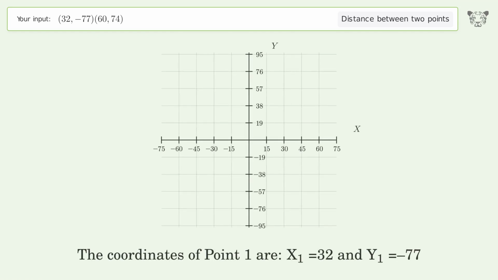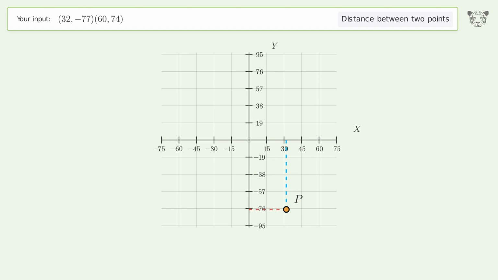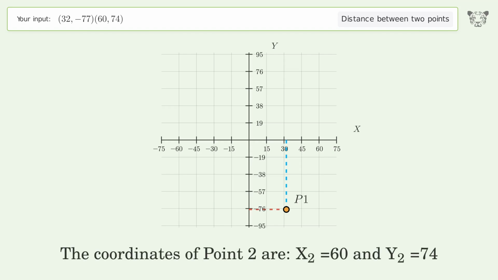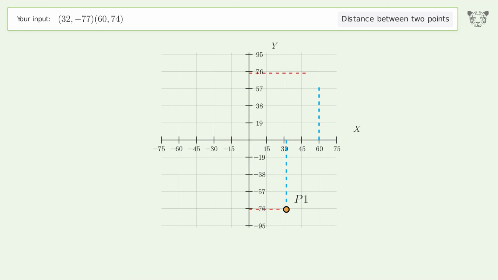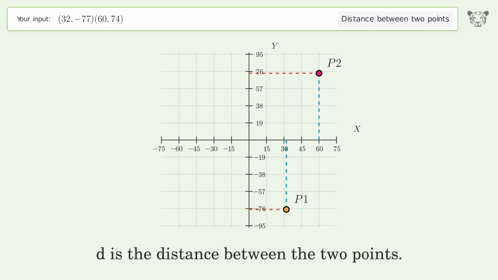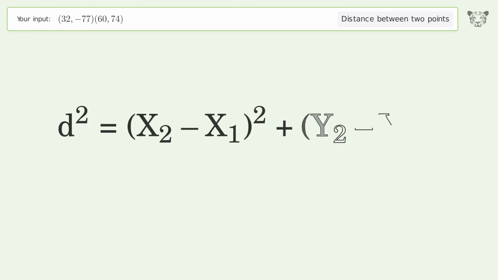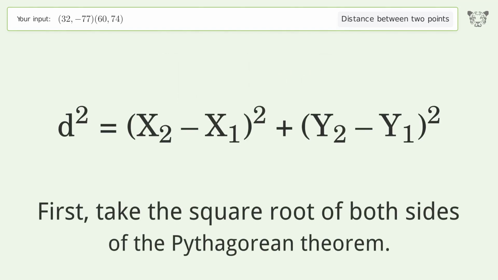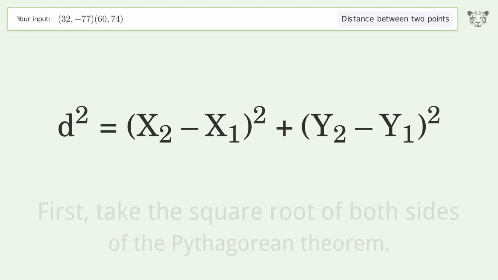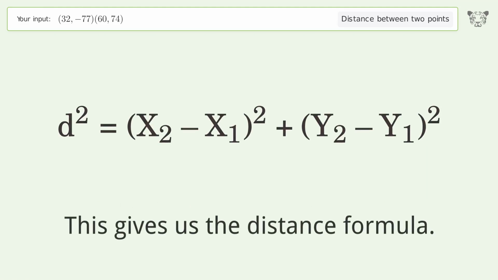The coordinates of point 1 are x1 equals 32 and y1 equals negative 77. The coordinates of point 2 are x2 equals 60 and y2 equals 74. D is the distance between the 2 points. First, take the square root of both sides of the Pythagorean theorem. This gives us the distance formula.